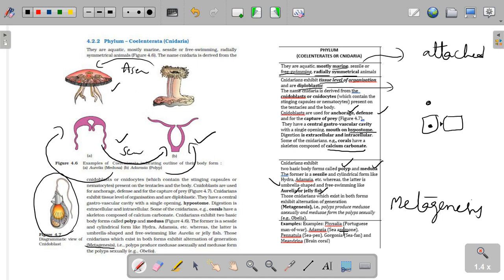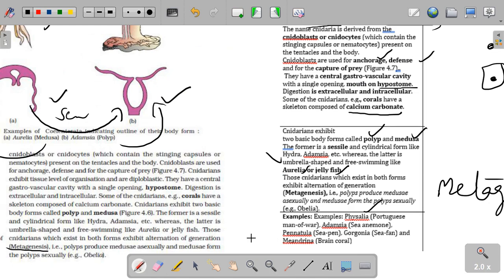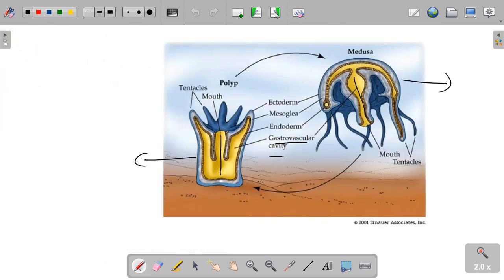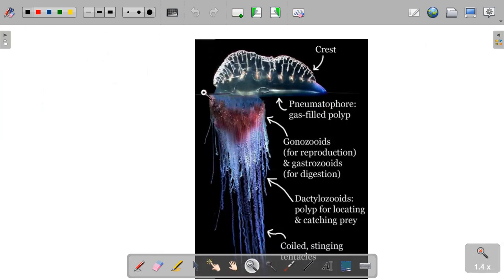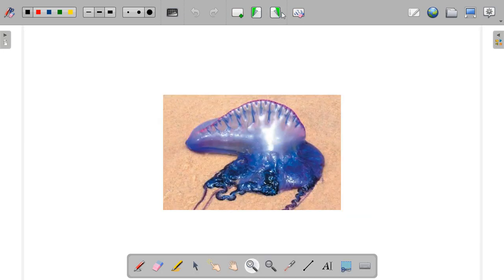And you can see there are some examples: Physalia, Portuguese man of war, Adamsia, sea anemone, Natula, sea pen, sea fan, and Meandrina, that is brain corals. Let me show you all these pictures. See, Portuguese man of war. Looking at this, you can see they look exactly like the soldiers of Portuguese having such a type of cap on the head, which resembles like this. This is one type of Cnidaria.